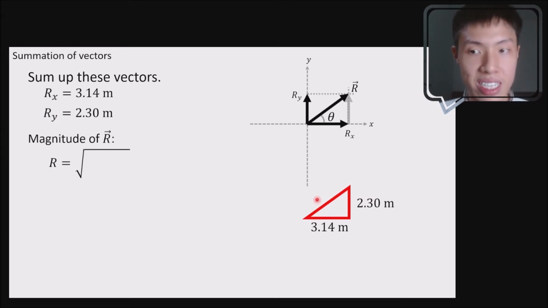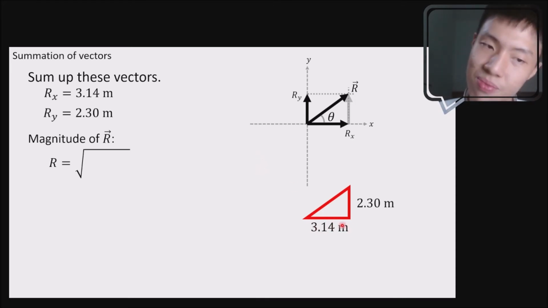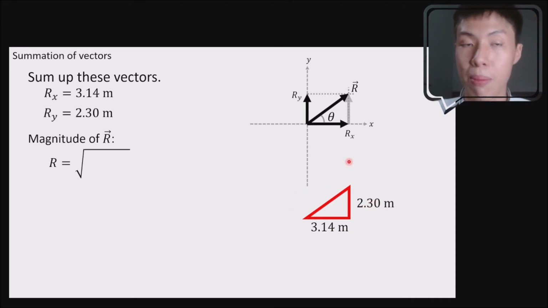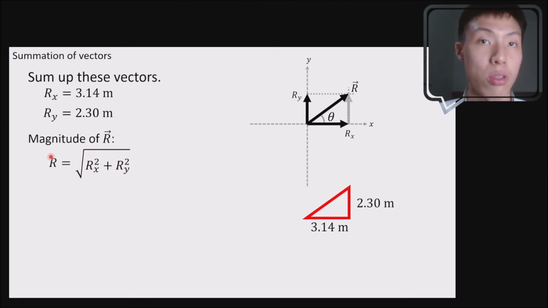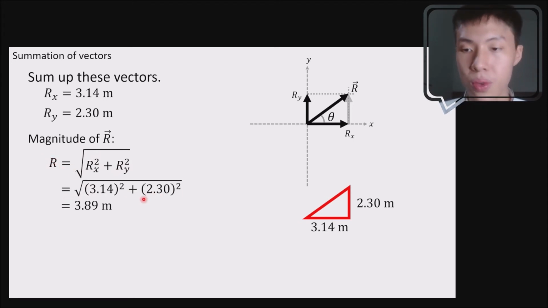Well, it's just Pythagoras theorem, right? So Pythagoras theorem, we take this side of the triangle squared plus this side of the triangle squared, then we square root, then you get the length of the hypotenuse. Okay, so in this case it's Rx squared plus Ry squared, square root, then we get the magnitude of R. Now if you plug in the values, we will get the answer. The magnitude of R is equal to 3.89 meter.